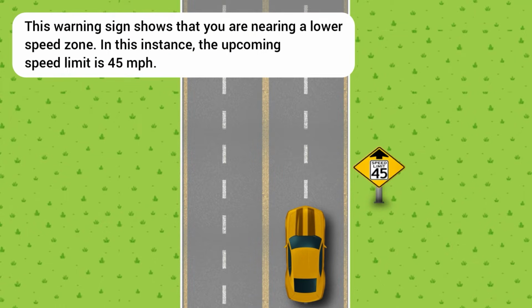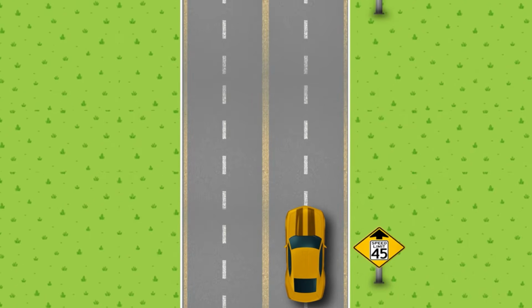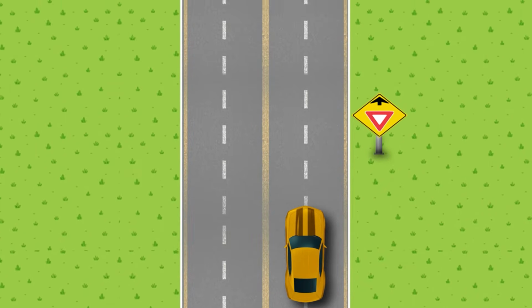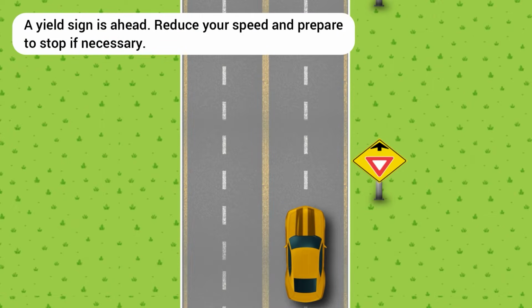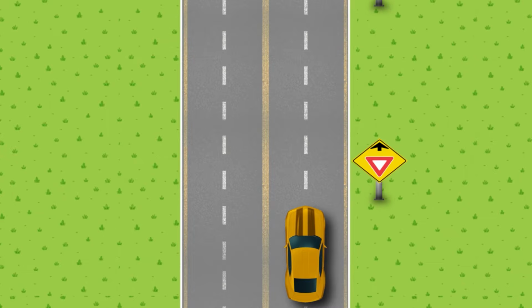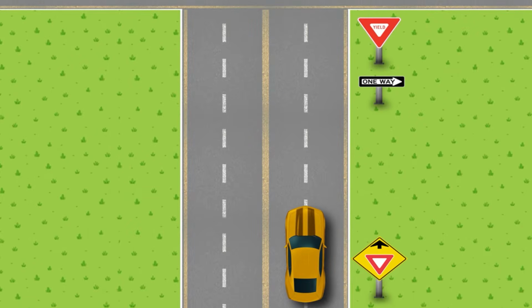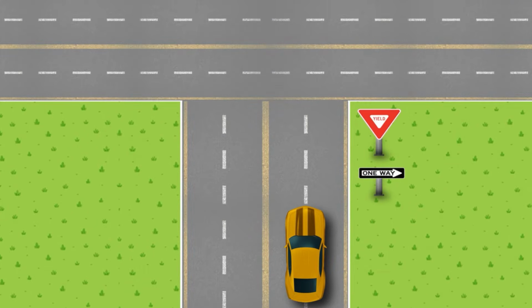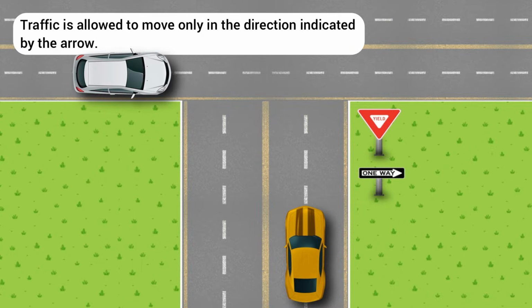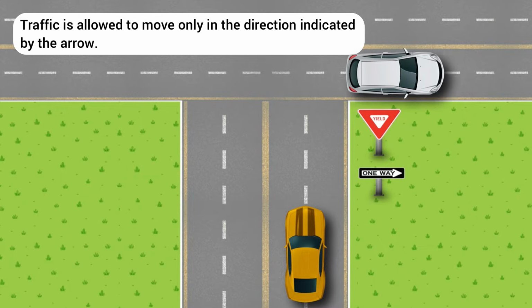This warning sign shows that you are nearing a lower speed zone. In this instance, the upcoming speed limit is 45 miles per hour. A yield sign is ahead. Reduce your speed and prepare to stop if necessary. Traffic is allowed to move only in the direction indicated by the arrow.